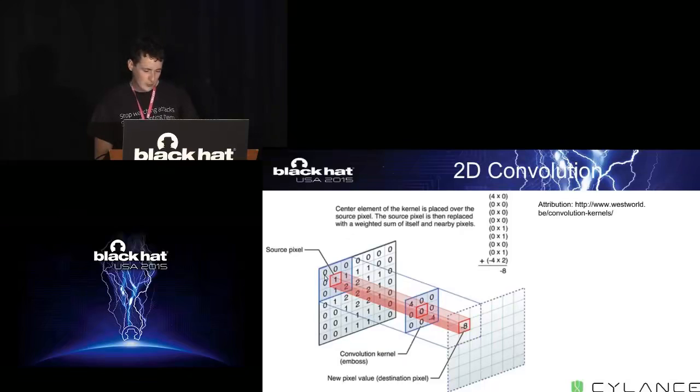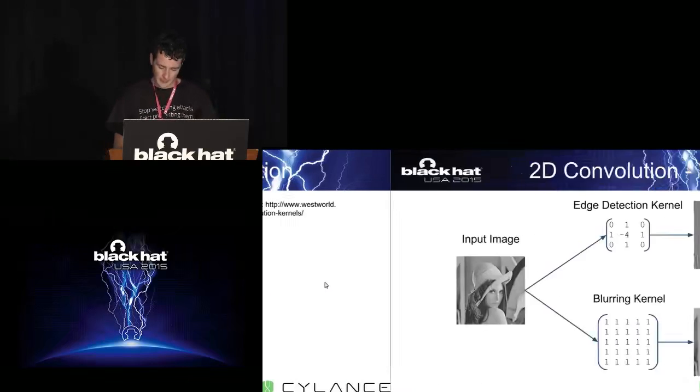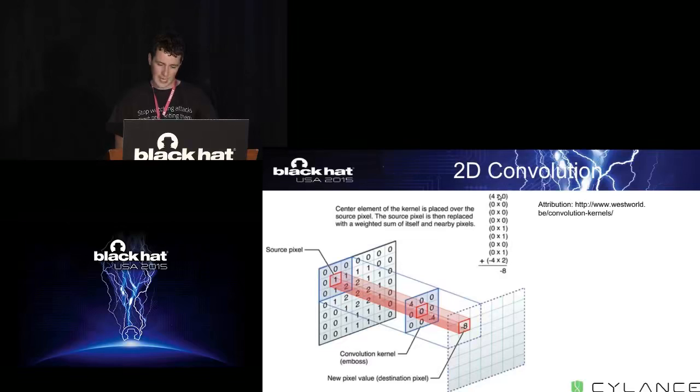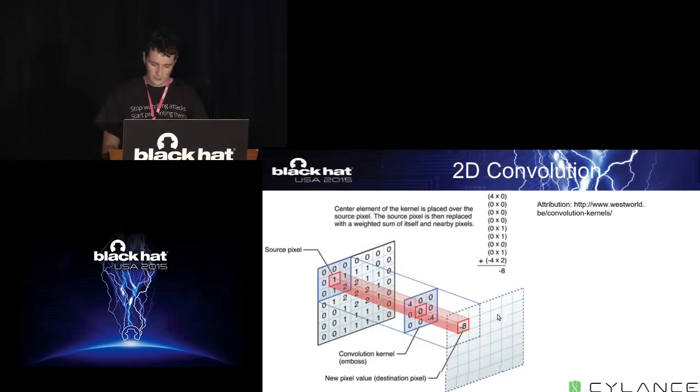So we do 0 times 4, and 0 times 0, and 0 times 0, 0 times 0 again, 1 times 0 again, 1 times 1, and so on and so forth until we get to all the overlapping pixels. Then we're going to add all those up, and the filter response for that particular pixel is going to be -8. So we copy that over to our output image. We're going to do it again for this pixel, again for this pixel, again for this pixel, until we've stepped through the entire input image.